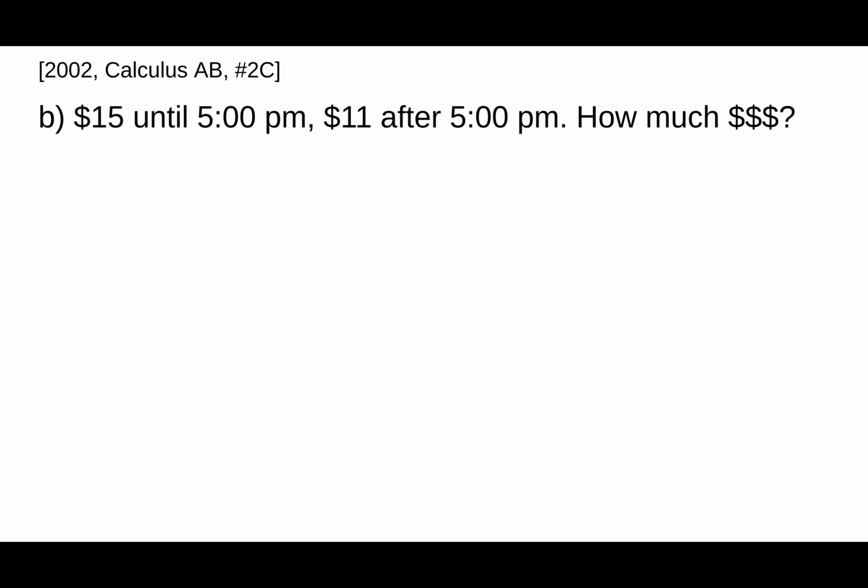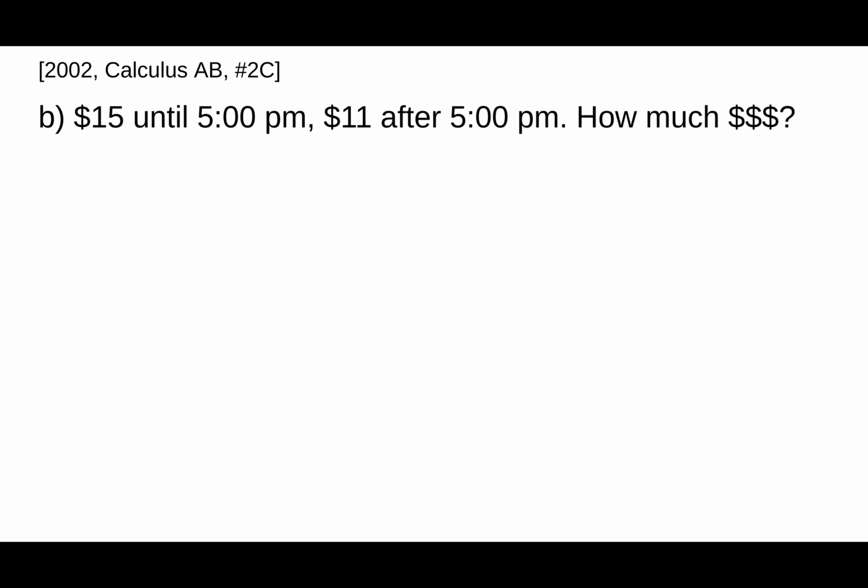In Part B, we're given that people who enter the park before 5 p.m. are charged $15 for entry. People who enter the park after 5 p.m. are charged $11 for entry. How much money did the amusement park make in this day? So here's what happens. We have one function that tells us the rate at which people enter the park, and that function is good for the entire day. So what changes is the cost that people pay to enter the park at different times.